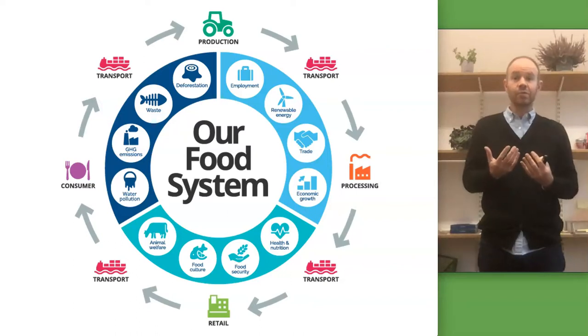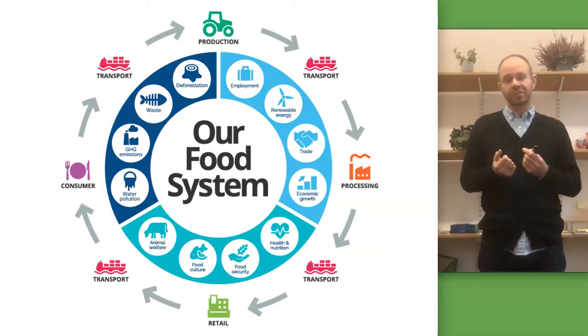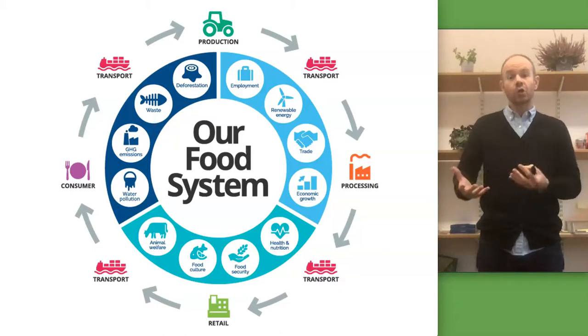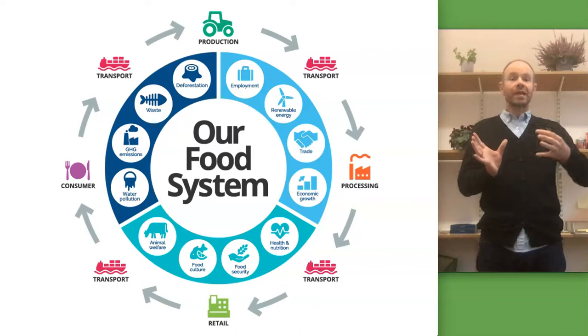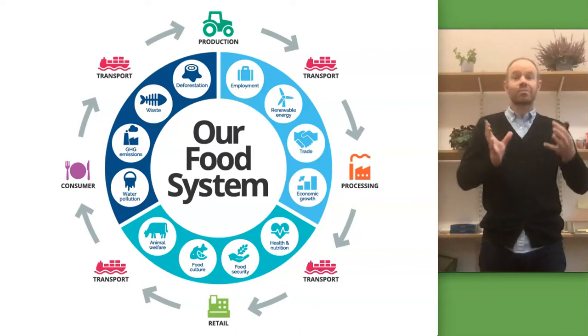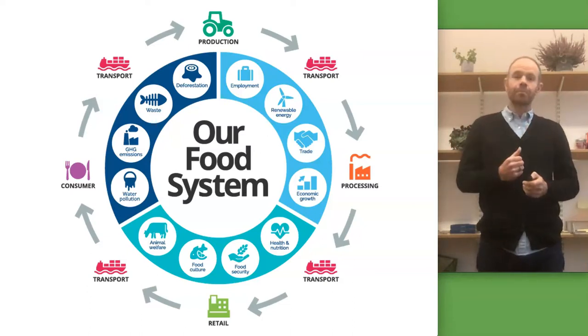We can think of our food system as a function of employment, renewable energy, as we see in the top right portion of this picture, food culture, food security toward the bottom, greenhouse gas emissions and wastes. And we can also look at it from the perspective of processing, production, transport between processing and production. So it's pretty complex, right?